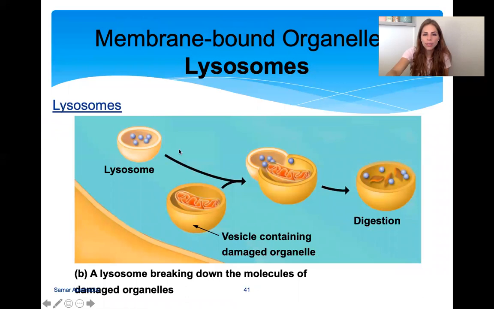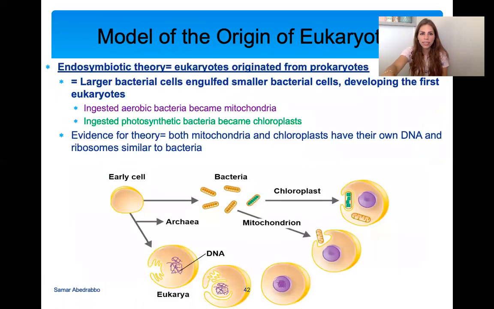So here's an image. You have a lysosome, here's a damaged mitochondria, and these vesicles will fuse. The digestive enzymes in the lysosome will digest this old organelle or old bacteria, and after it digests it, it lets the material out so we can recycle anything that the cell can use again.